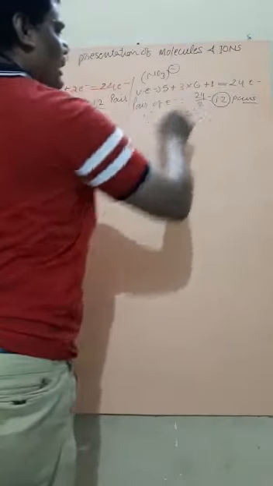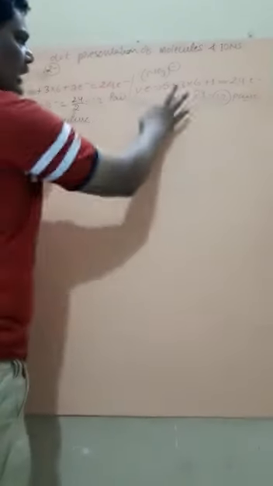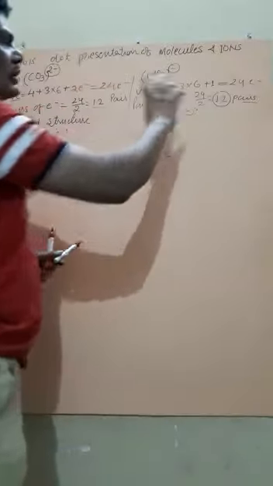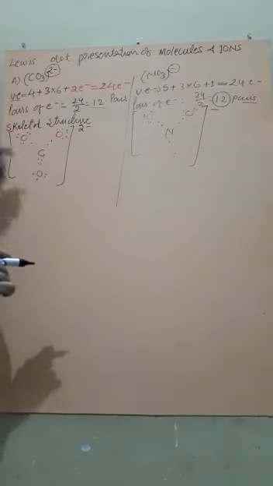12 pairs are drawn. How? 3, 4, 5, 6, 7, 8, 9, 10, 11, 12. So 12 pairs are drawn. This has become what? NO3 anion. You can write here CO3 2- anion. So in this way we can draw the structure.